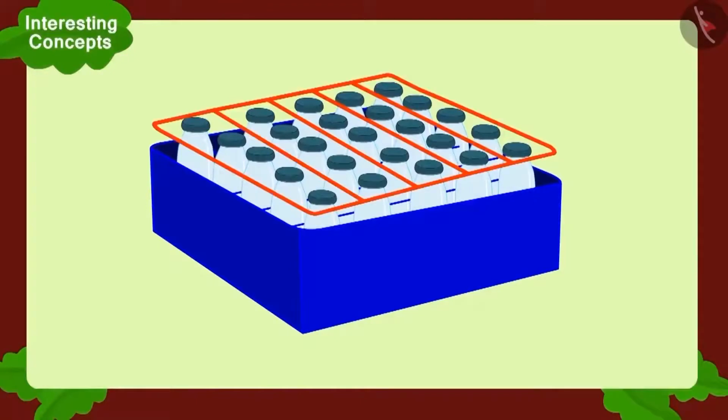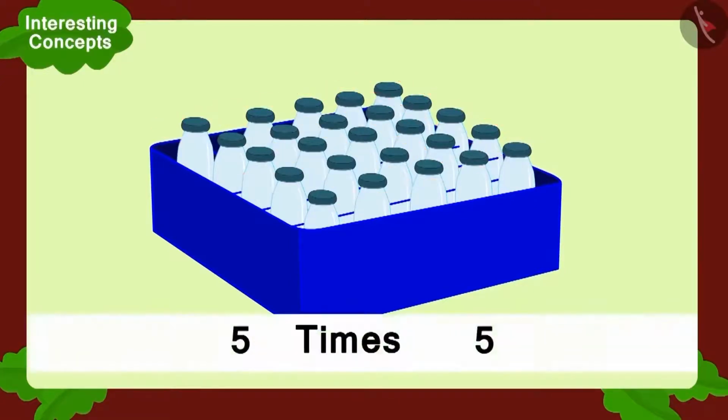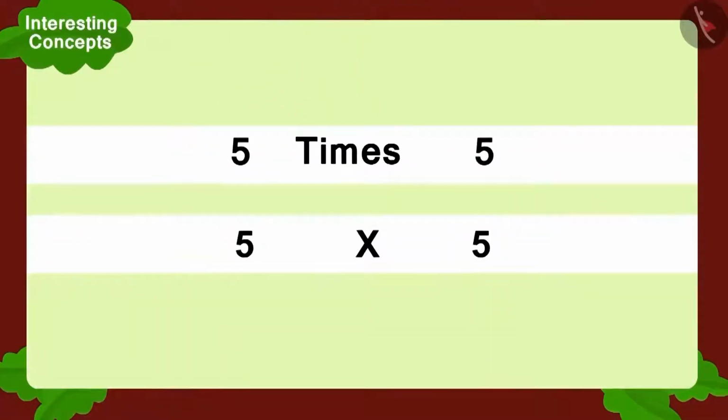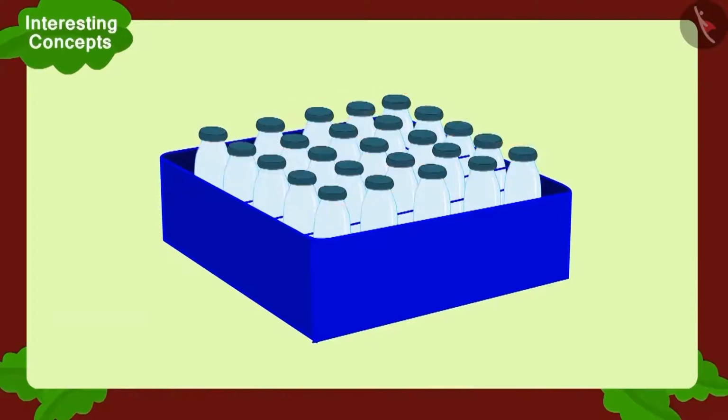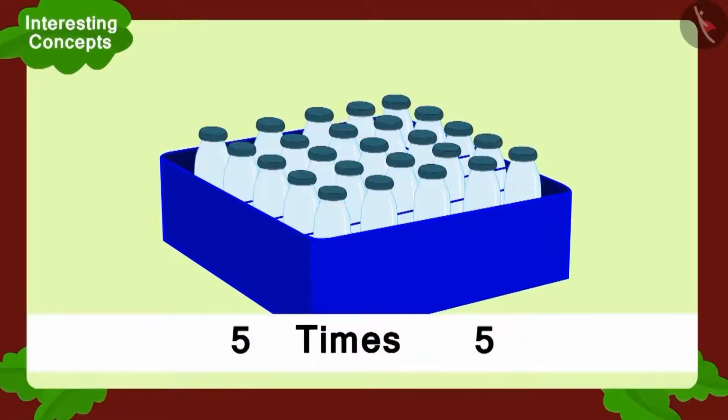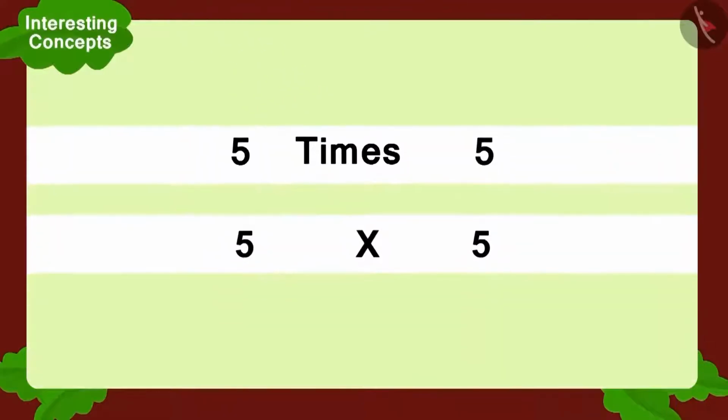What will happen if we write the multiplication of vertical slots? 5 vertical slots and 5 bottles in each slot. That means 5 times 5 or 5 multiplied by 5. And if we write the multiplication of horizontal slots, 5 horizontal slots and 5 bottles in each slot. Once again the same. 5 times 5 or 5 multiplied by 5. Therefore, both Raju and Bablu's glasses are absolutely fine, and the multiplication shown by them was also the same.